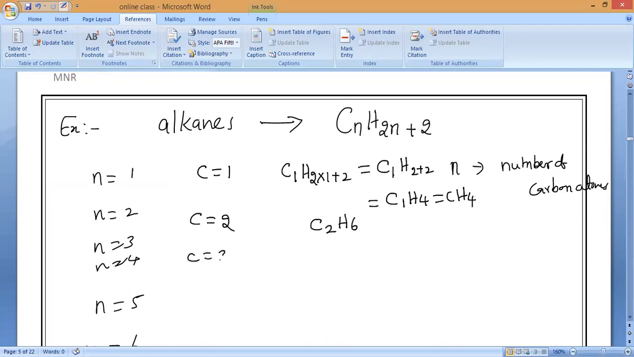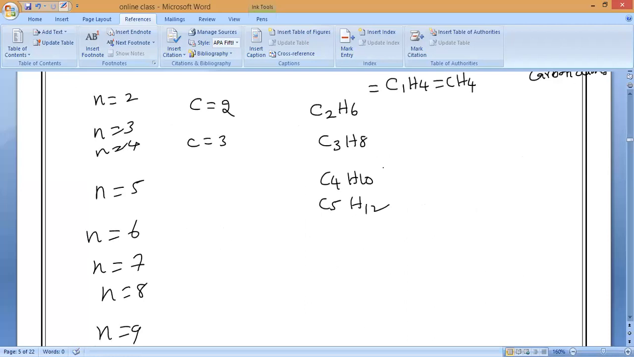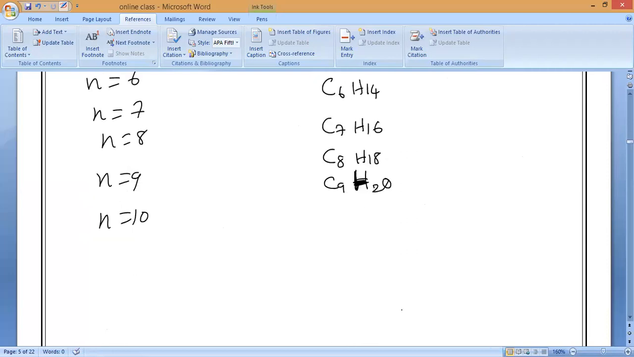C2H6. Next, C equals 3: C3H8. Next, C4H10. Next, C5H12. C6H14. Next, C7H16. C9H20. C10H22. So what is the name of this one?